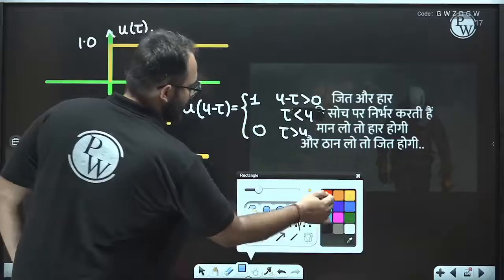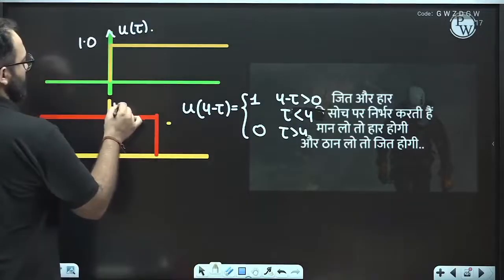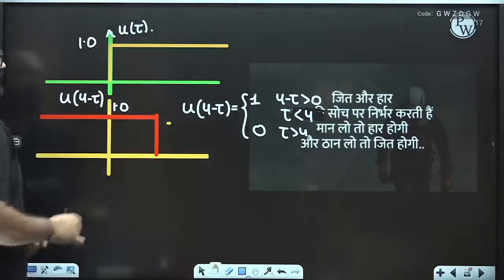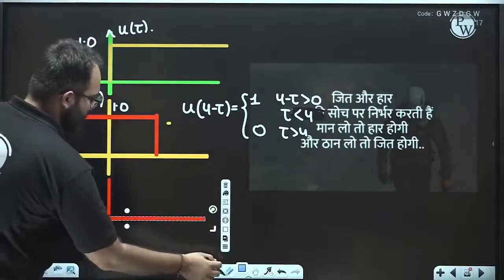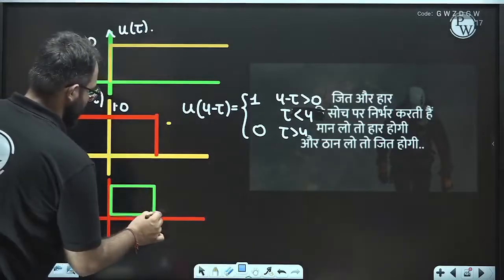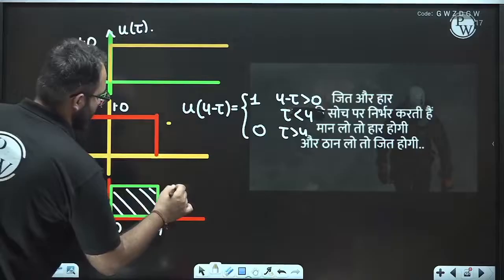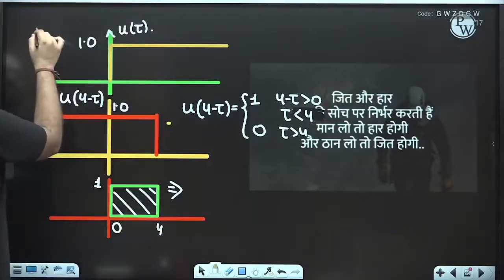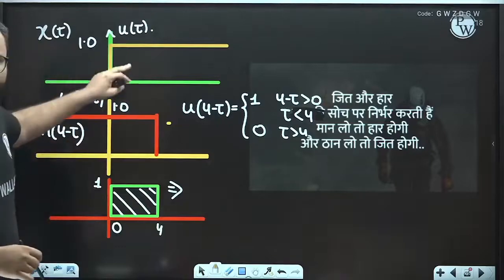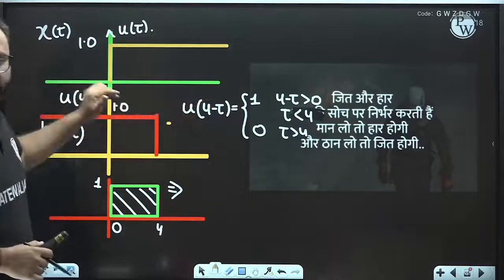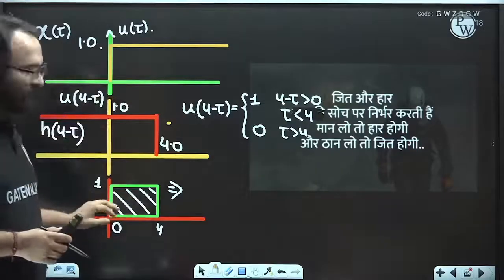We can easily draw it. It will be something like this, height 1.0, and this is u of 4 minus tau. Now we multiply these two. First we found x tau, then we got h of 4 minus tau. This signal is from 0 to infinity, and this is from minus infinity to 4. When we multiply these two, both have value 1, and we get a rectangle from 0 to 4, height 1.